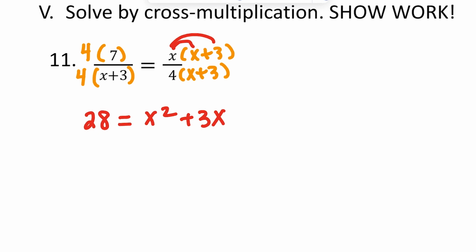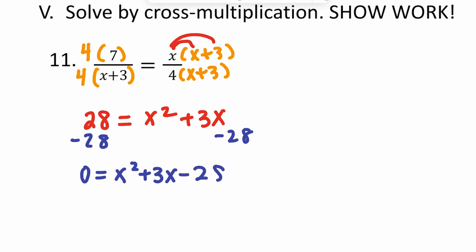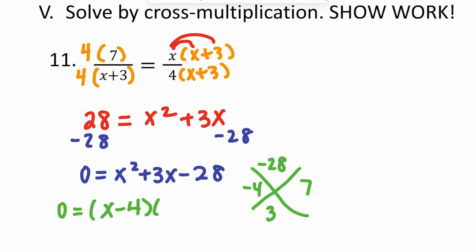Now I want to just solve this equation. I notice there's an x squared, so in order to solve, we're going to want to get the equation equal to 0. So I'm going to subtract 28 from both sides, and I get 0 equals x squared plus 3x minus 28. Now I'm going to try to factor this. What two numbers would multiply to negative 28 but add to positive 3? And that would be 7 and negative 4. So we get 0 equals x minus 4 times x plus 7.